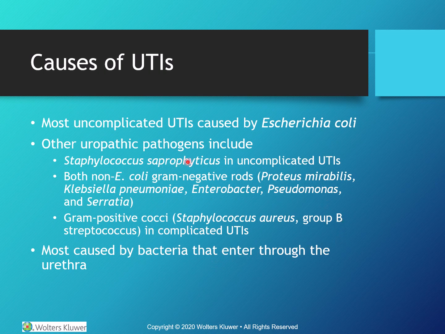So staph is another thing that commonly causes maybe uncomplicated UTIs. But other gram-negative rods like Klebsiella and Enterobacters or Pseudomonas may also cause UTI. And some gram-positives like group B strep, those are things that are more associated with complicated UTIs. Okay. Again, most UTIs are caused by bacteria that enter the system through the urethra itself.